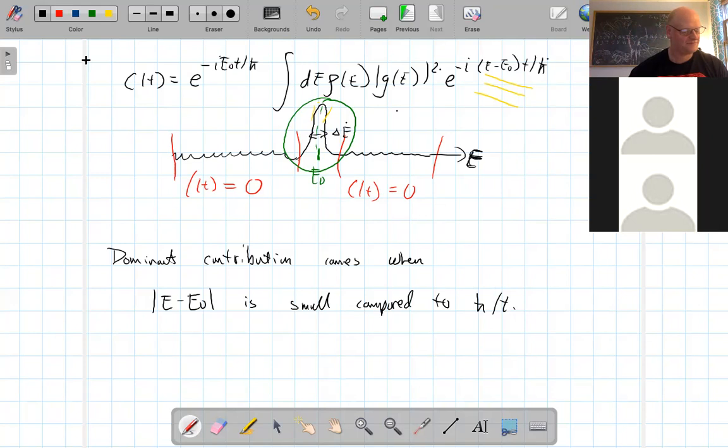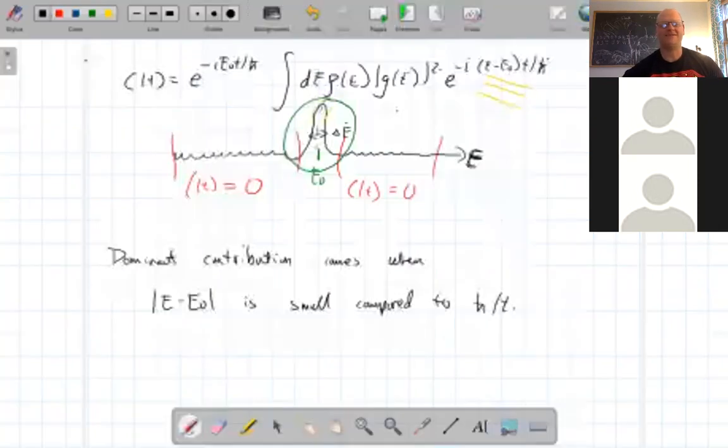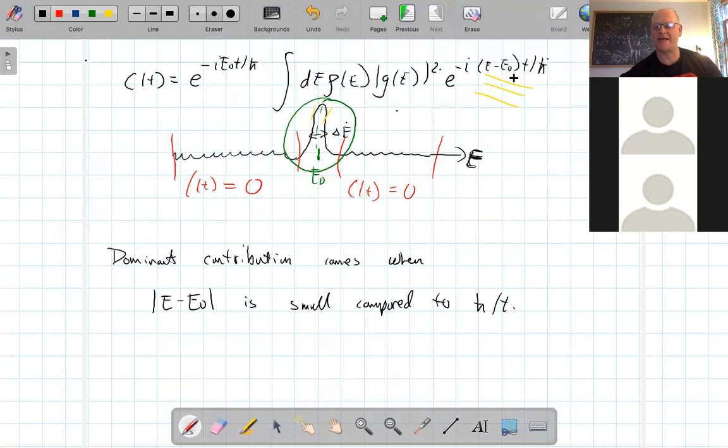Okay, let's see here. All right. So let's go back to what we did in math methods. So again, what we said was that for this to have a dominant contribution, this value here must be small compared to this value here, right? Or at least the inverse of this value. Remember that we are looking at those when those things go to infinity. So this thing has dominant contribution when E minus E0 is small compared to h bar divided by t.